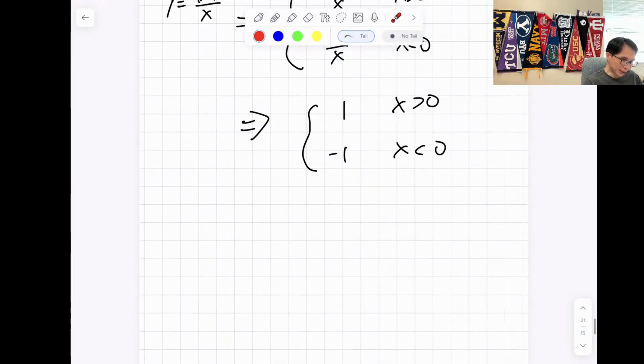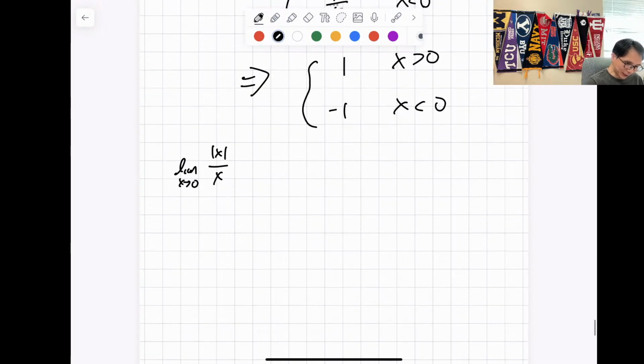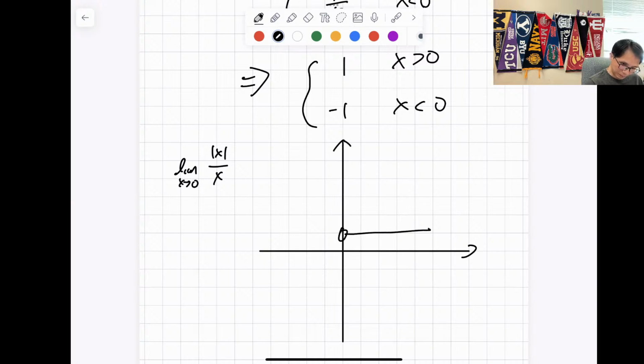So now you notice this. What happens when limit x approaches 0 of absolute value of x over x? Graphically, you can understand that if I approach from this side, it's going to give you negative 1. If I approach from this side, it's going to give you positive 1. Therefore, limit as x approaches 0 in this particular case does not exist.